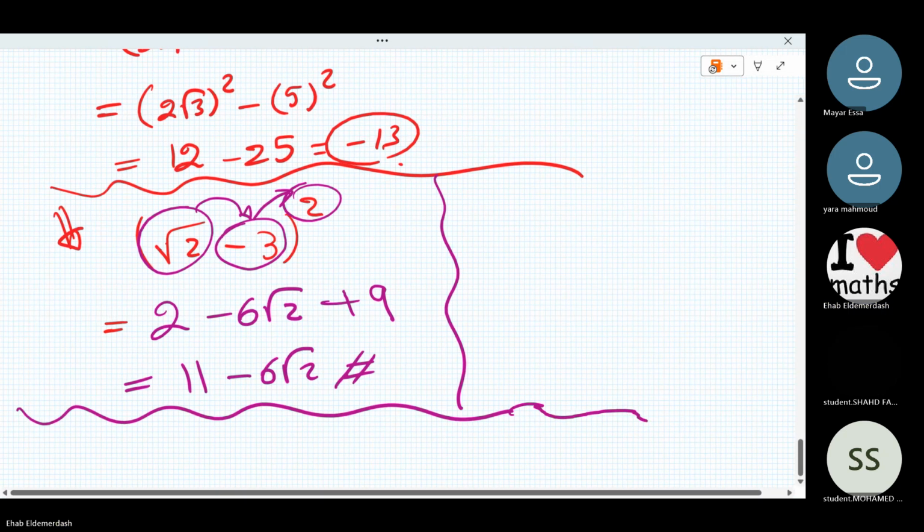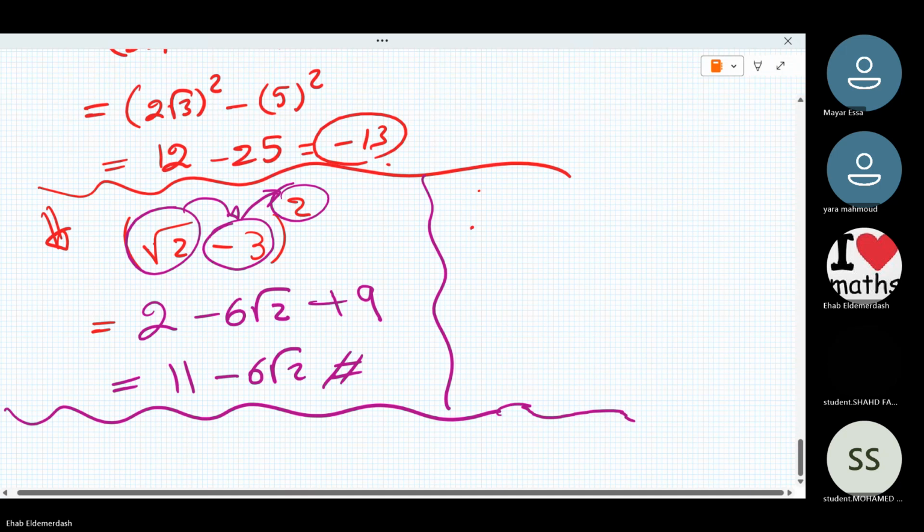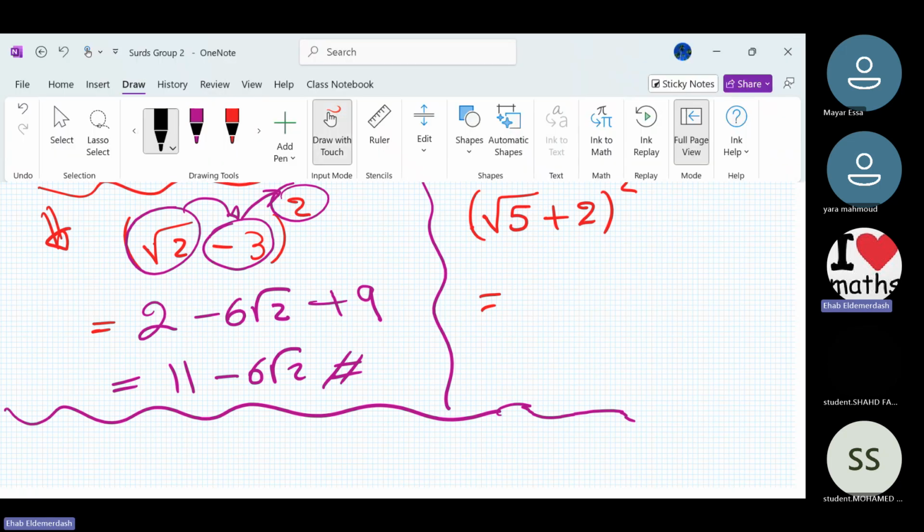Next. Let's go, another one. All of you try to make it. Root 5 plus 2, all to the power of 2. Let's go, in the same way. Please try to make it faster. Excellent. Let's see it together quickly.